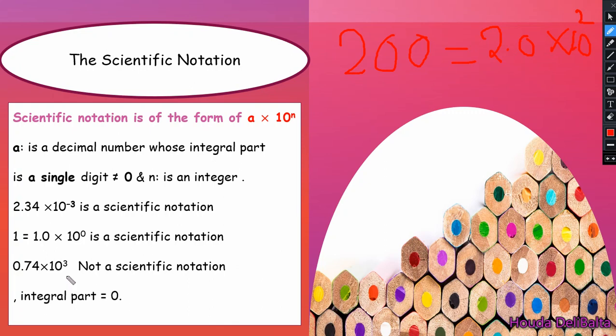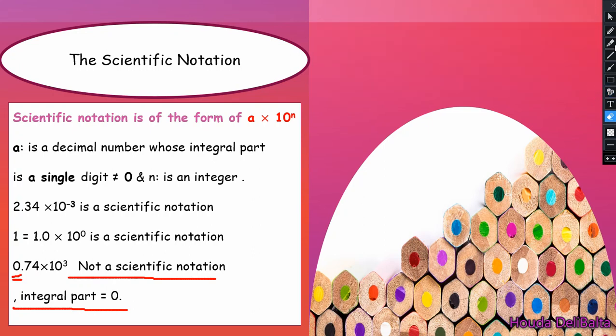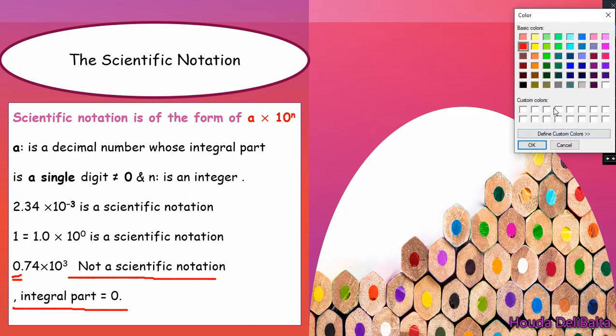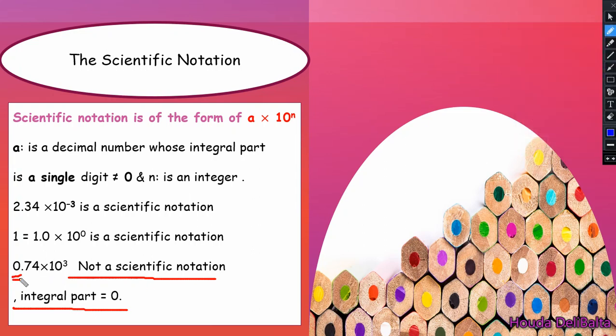Now 0.74 times 10 to the power 3 is not a scientific notation. Why? Because its integral part, the part before the decimal point, is 0, and that is not accepted. Now let's think a little bit how to write it as a scientific notation without changing its value. How should I move the decimal point to make this 0.74 the form of a scientific notation?